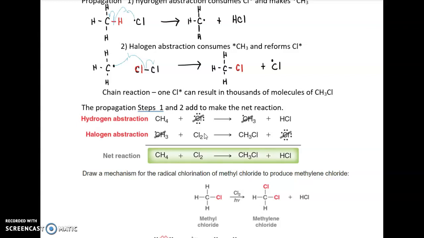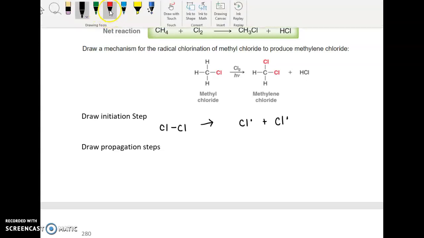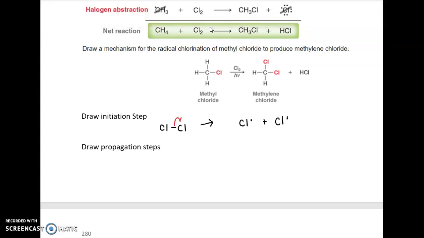So let's draw the mechanism for the radical chlorination of methyl chloride to produce methylene chloride. So we're just going to add another chlorine. I'd like you to stop the tape and try and do this on your own. Okay, so I hope you've had a go at it. The initial step is, of course, going to be making the radical to start with. Draw the line. So let's make them pink. Why not? So one electron goes this way, the other electron goes that way.